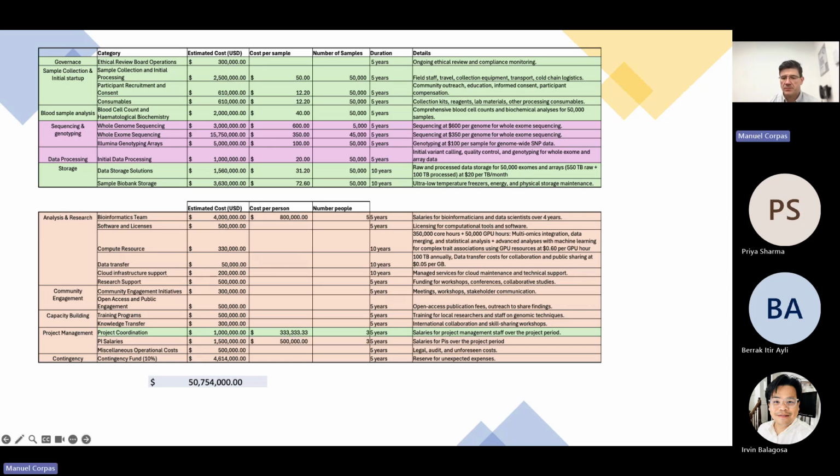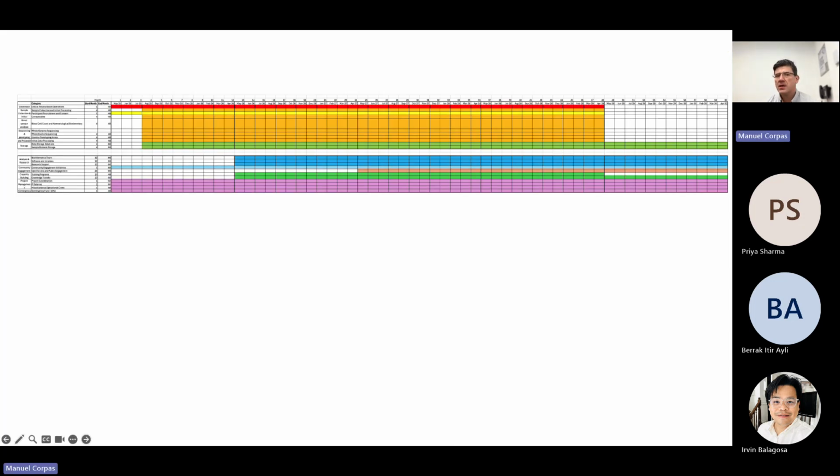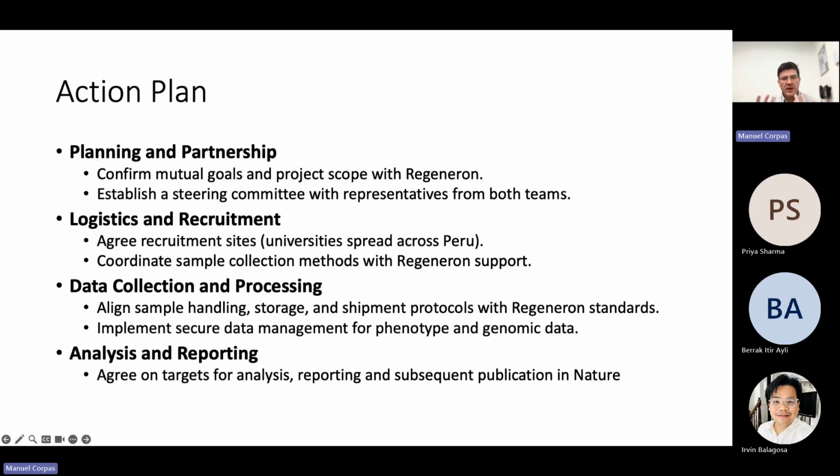You have some details there, and you have a Gantt chart of the different main stages and how long it would take. So we did this for 5 years. And so what would be the next actions based on this? The next action, once we have this plan, would be to confirm goals with potential companies, establish a steering committee, logistics, data collection, processing, analysis, and report.